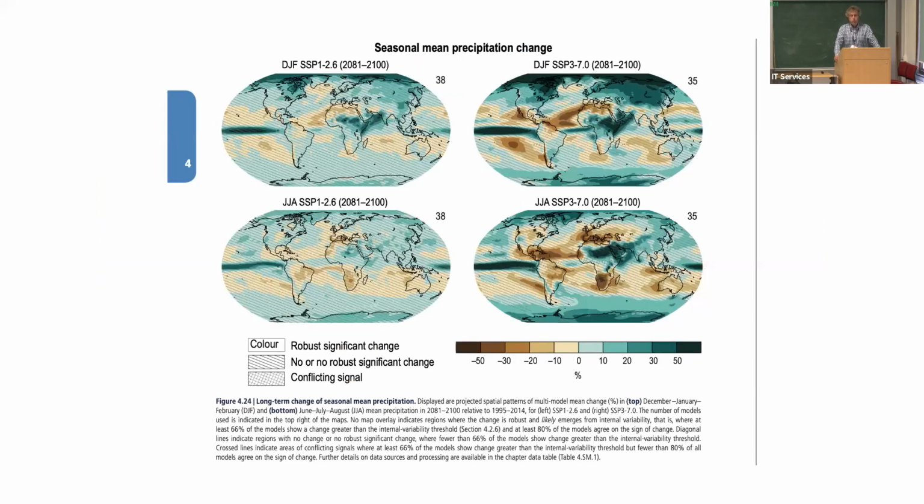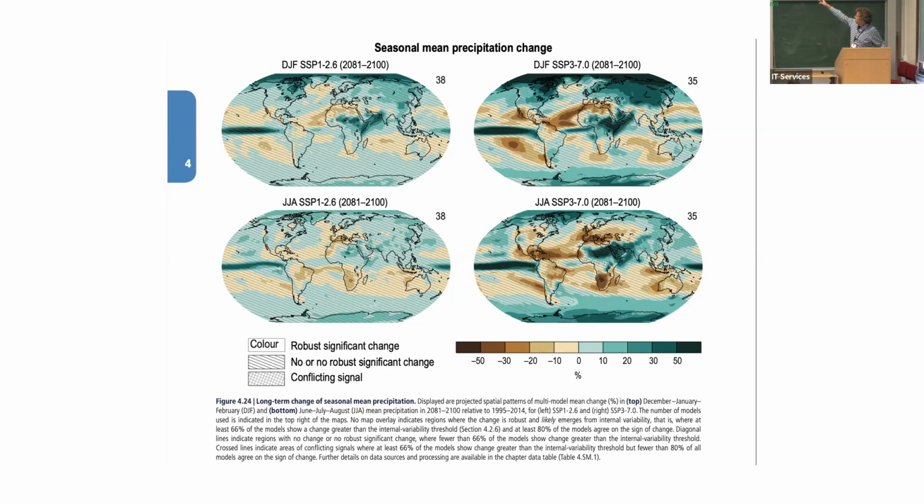But unfortunately, you'll get a rude shock if you do that. This is from the sixth assessment report, showing changes in rainfall for two different scenarios in winter and summer. I think the thing that you can perhaps see most well is a lot of the world has this kind of cross shading, and if you look at it, it says no robust significant change. In other words, the models just don't agree, even on the sign of the precipitation change.